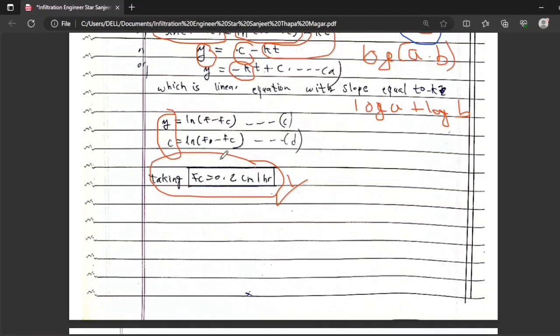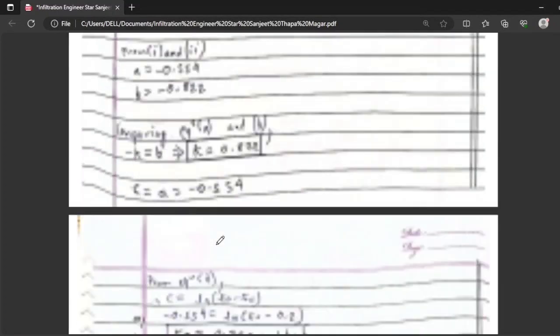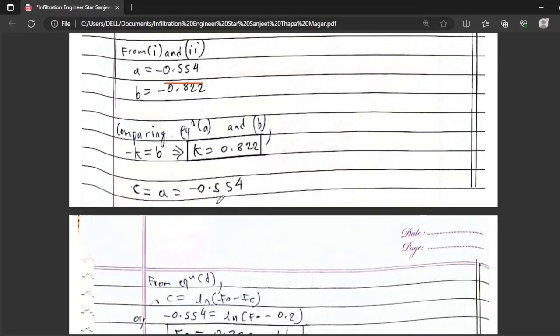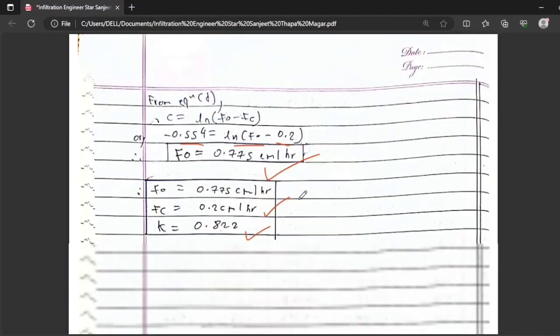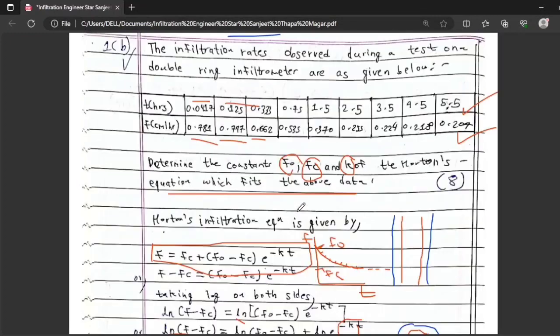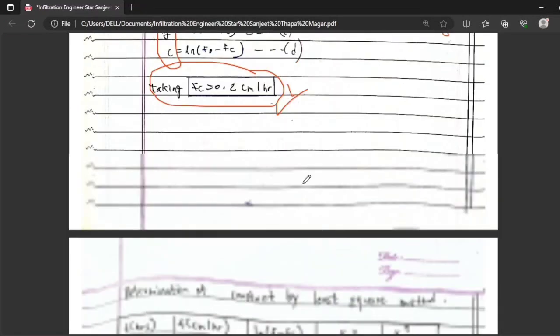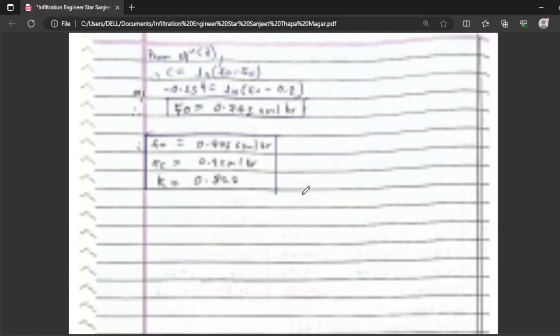So C was minus 0.554 ln F naught, and F C was minus 0.2. So F naught equals 0.775 centimeter per hour. And F C we have from the table, and K is 0.822. In the question we have to find this constant F naught, F C and K. So these are the values.